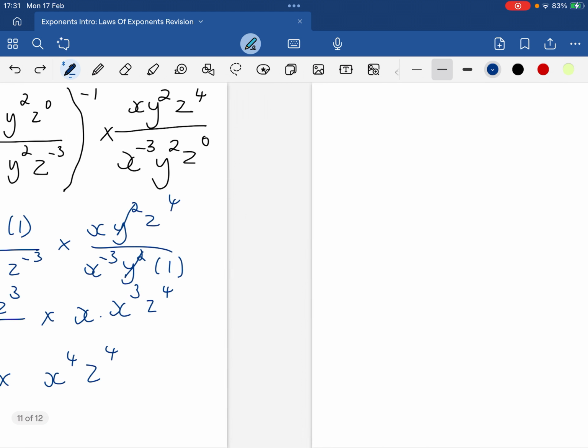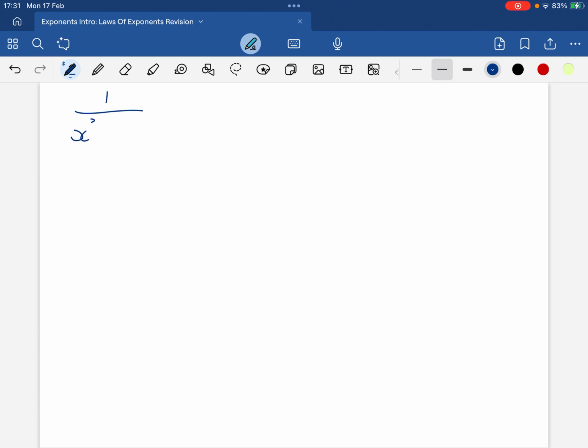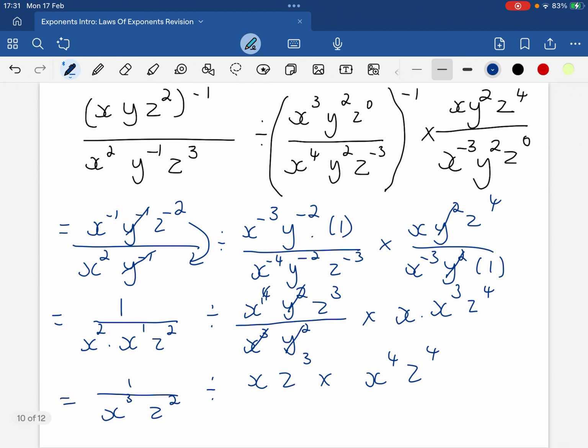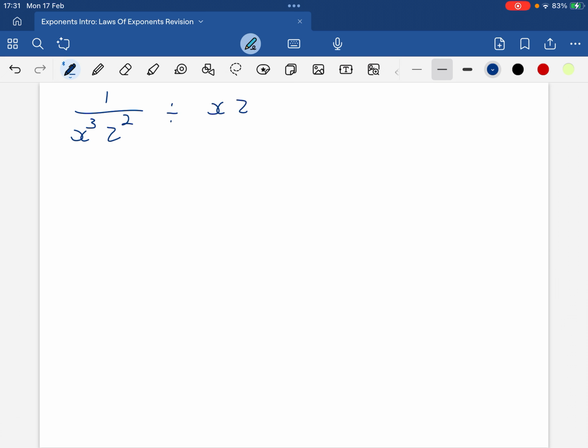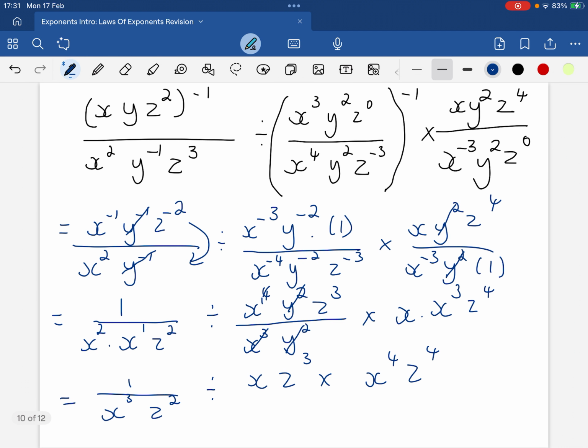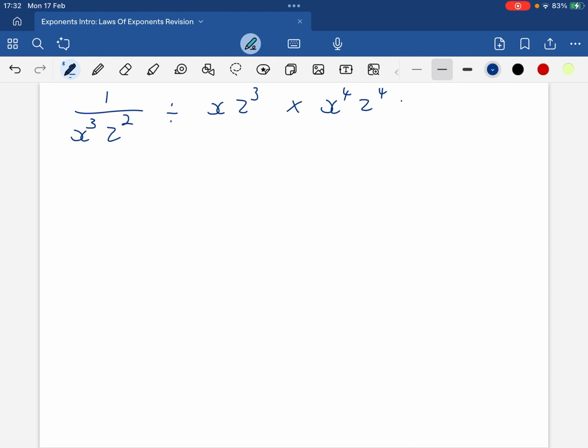Now, I have 1 over x to the 3, z to the 2, divided by x and z to the 3, times by x to the 4 and z to the 4. Okay, great. Now, this is now 1 over x to the 3, z to the 2, multiplied by 1 over x and z to the 3. This is now x and z to the 3 over 1, and when we tip and times, it's now 1 over x, z to the 3, multiplied by x to the 4 and z to the 4.